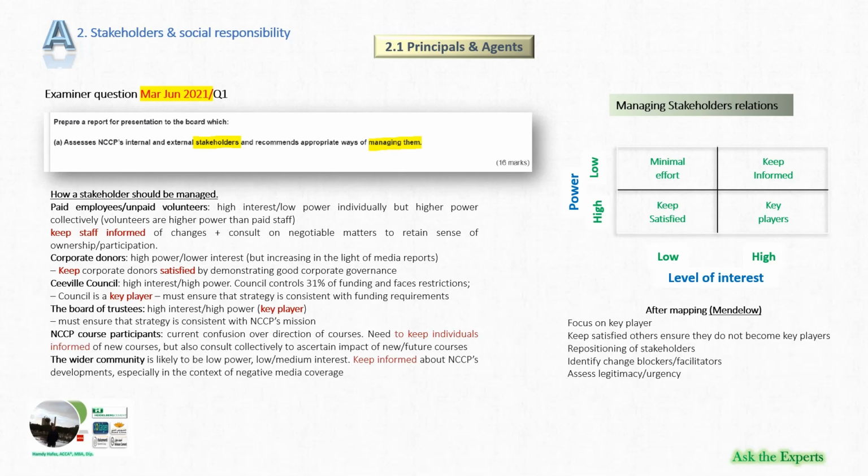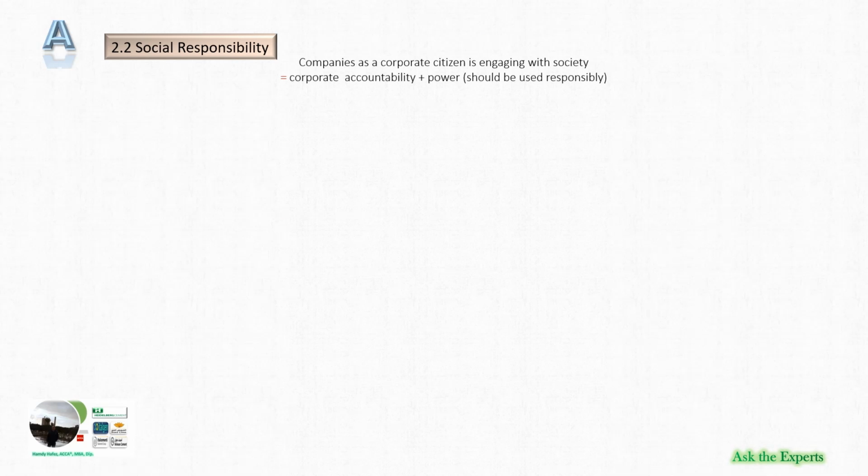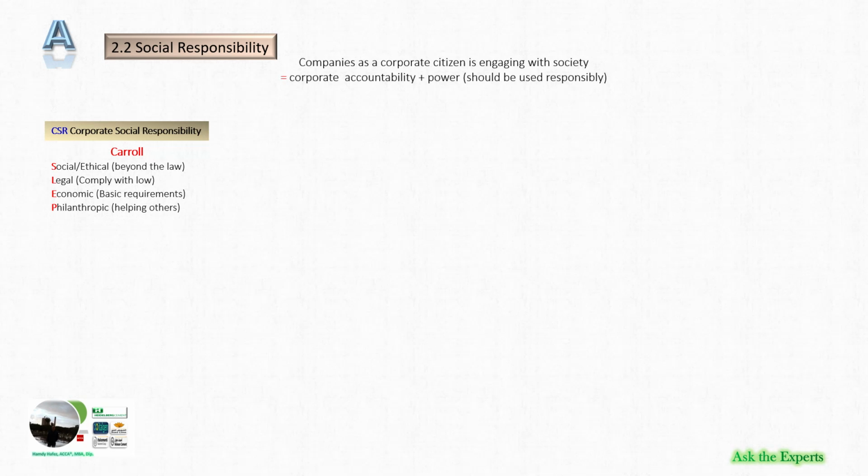Now another topic. Social responsibility: companies as corporate citizens are engaging with society. This will highlight the corporate accountability and its power. Now, let us highlight some important topics with their related models. The CSR, or corporate social responsibility.